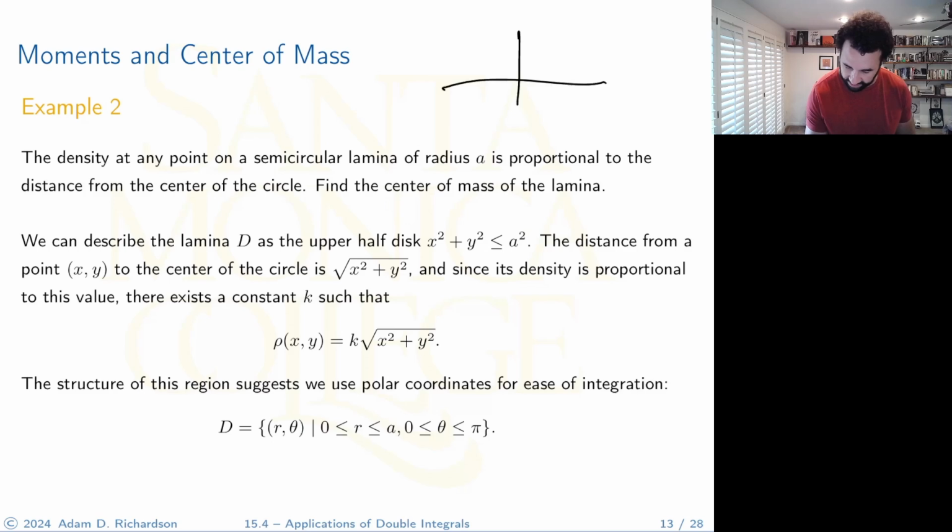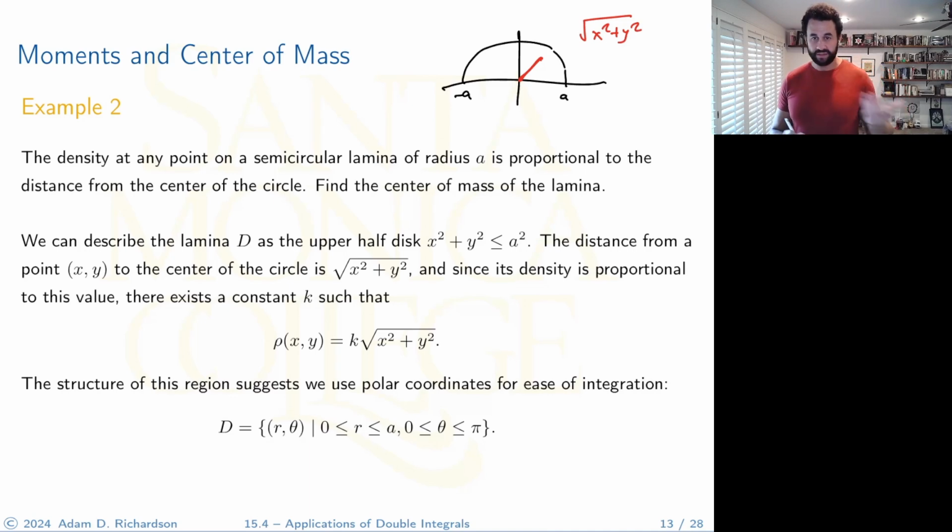So as a picture, you could think about it like this, and this is a, this is negative a. So pick any random point in this little semicircle, and what's the distance from that point to the center? It's going to be the square root of x squared plus y squared, just by the distance formula. So if this is the point (x, y), that's really all we're doing here. Now, because it says that the density is proportional to this value, that means we're going to multiply this distance by some constant of proportionality. We'll call it k. So the density is given by k times the distance to the origin.